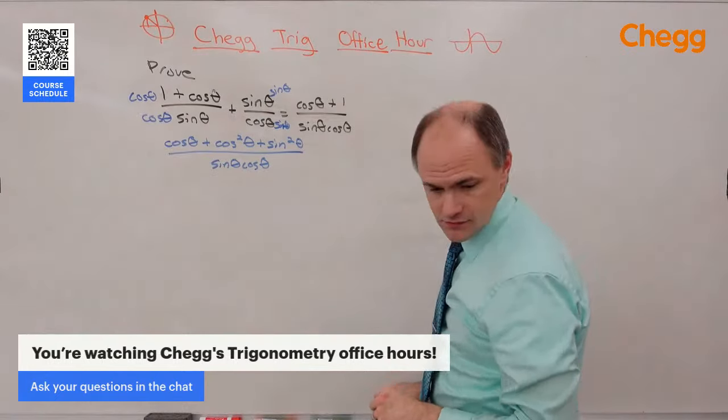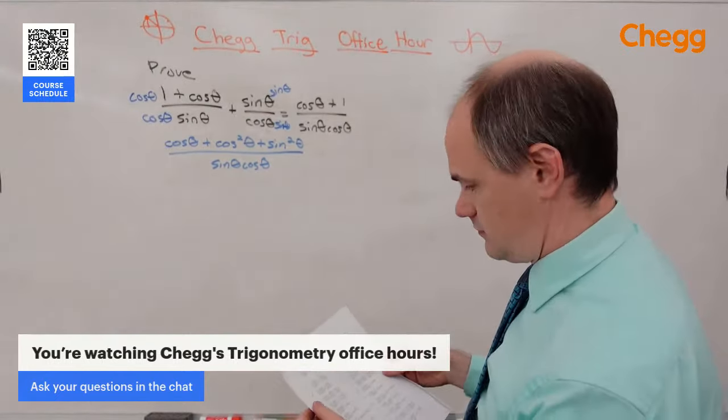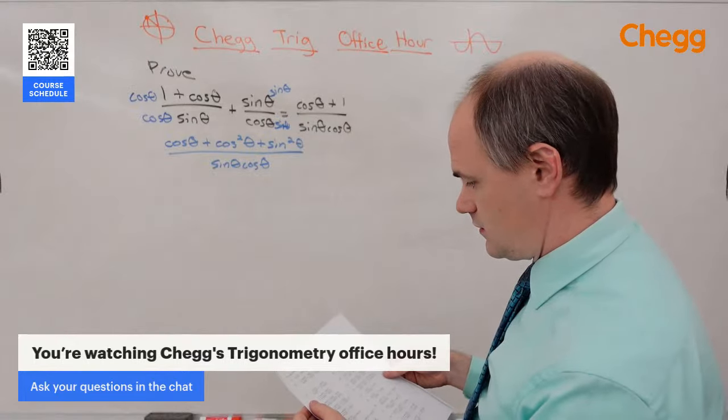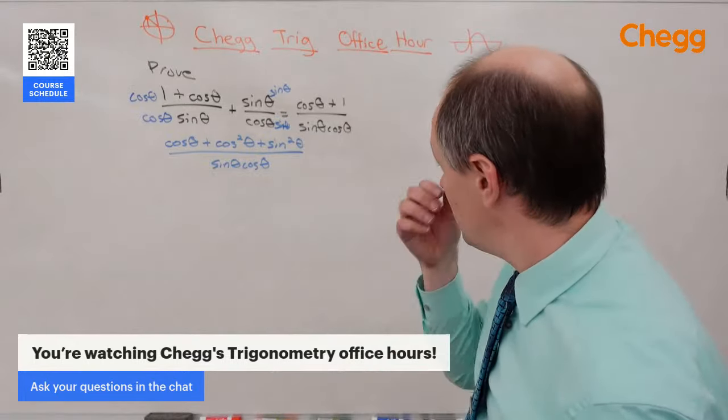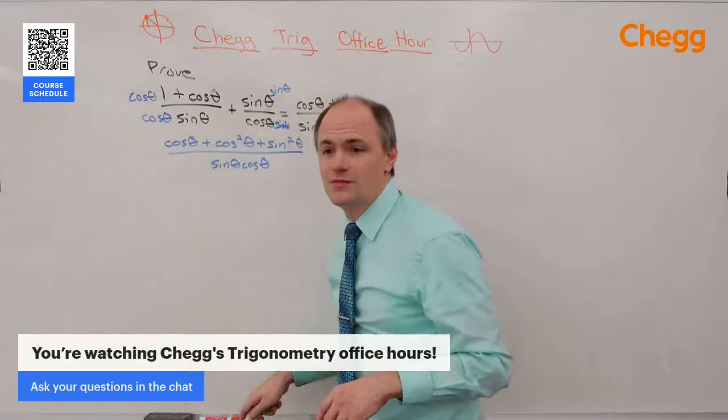Did I write the problem down wrong? I might have written the problem down wrong. I did not write the problem down wrong. All right, let's keep going. Let's see what we get. Oh, no, I'm good. I'm good. I made a mistake in my mental math.